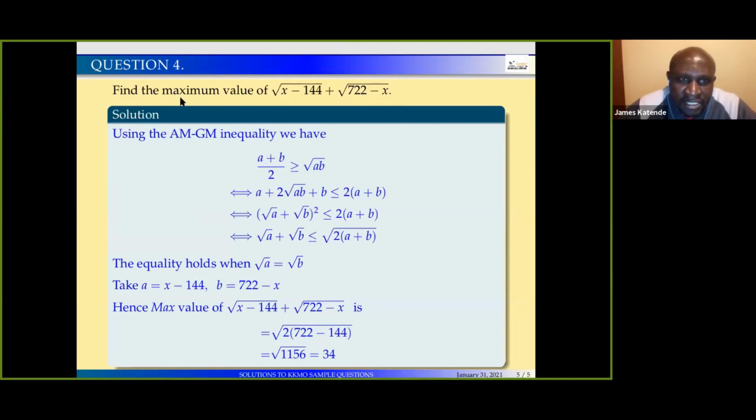The question asks for the maximum value of X. So it's important that we know if this maximum can be attained. And yes, it can be attained when A is equal to B, and that means when the square root of A is equal to the square root of B. So this will actually give us a maximum value that can be attained by our expression.